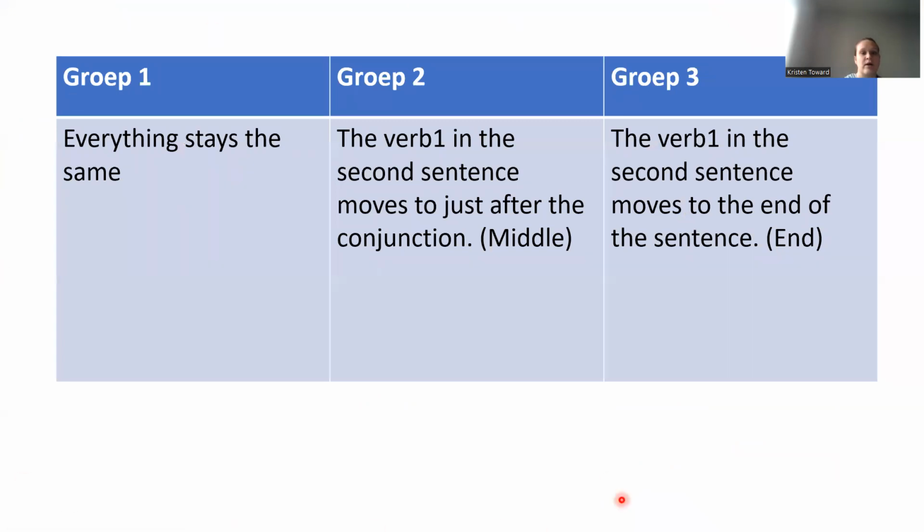Okay, so to sum up, last thing. Group 1, everything stays the same. Group 2, the verb 1 in the second sentence moves to just after the conjunction in the middle. And group 3, the verb 1 in the second sentence moves to the end of the sentence. That is the end column.